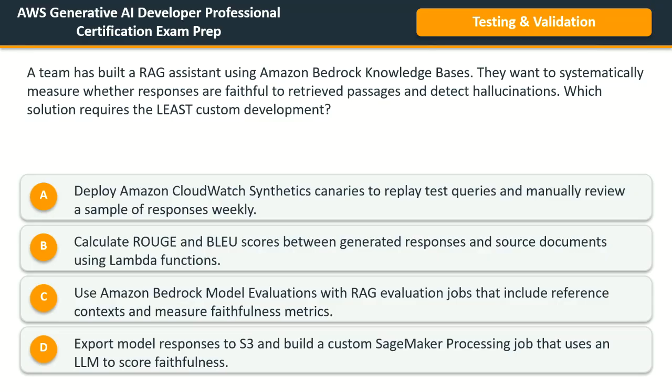Why are the others wrong? A does not scale and isn't systematic. B uses old-school NLP metrics that can't detect hallucinations. D works but requires a lot of custom infrastructure, the exact opposite of what the question asked for. For hallucination detection on the AWS exam, use Bedrock model evaluations. Don't build your own judges. The correct answer is C.